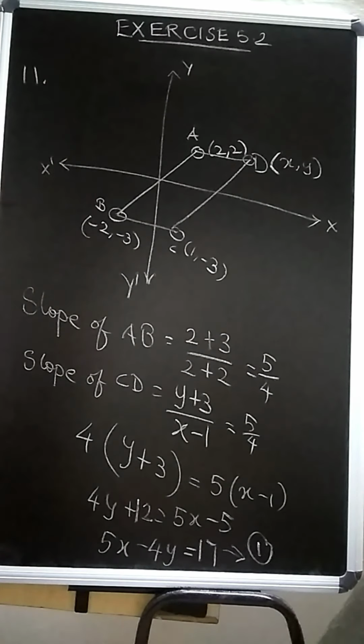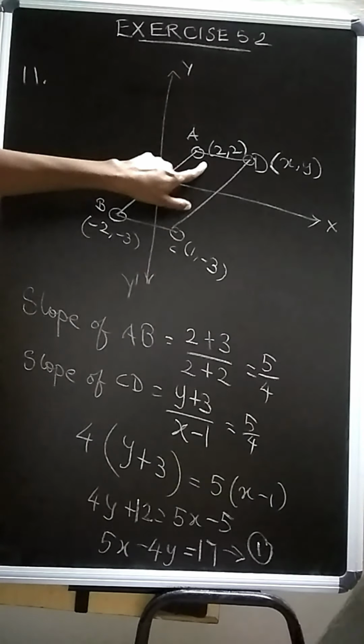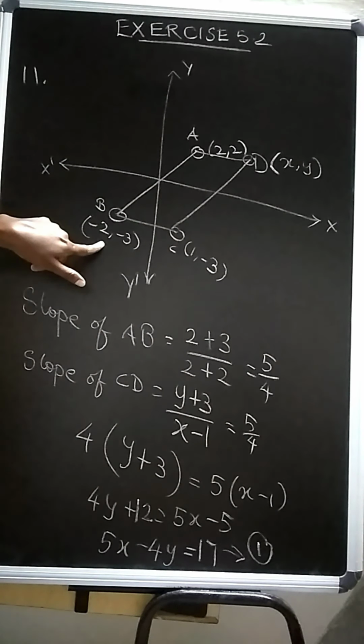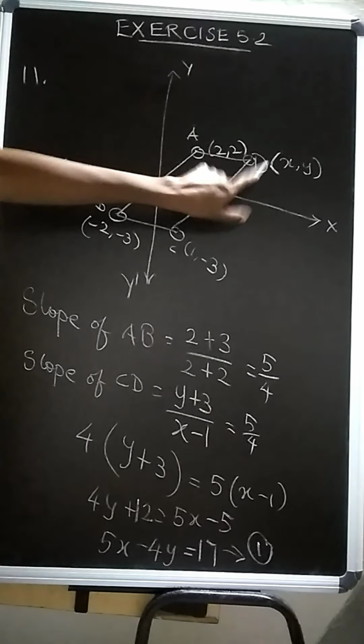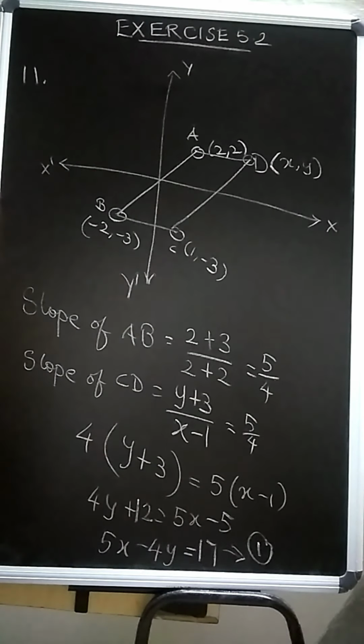Now we are going to see question number 11 in exercise number 5.2. The question given is: if the points A(2, 2), B(-2, -3), C(1, -3) and D(x, y) form a parallelogram, then find the values of x and y. So you need to find the coordinates of D.